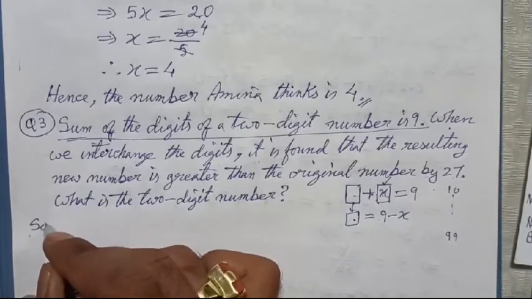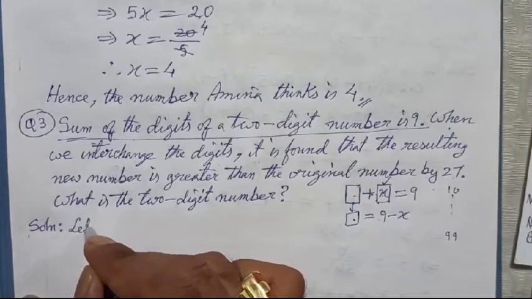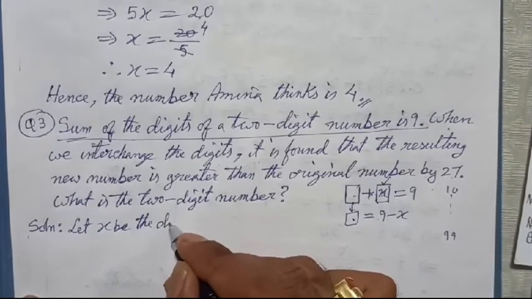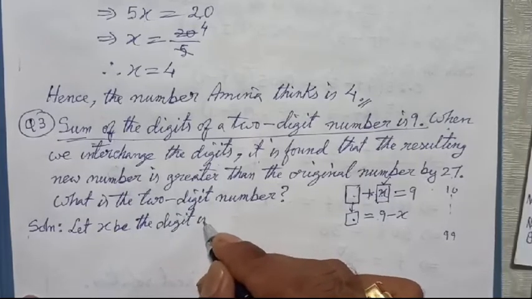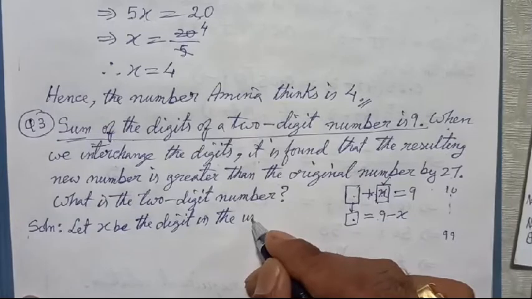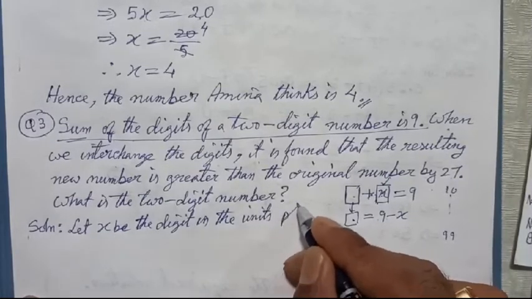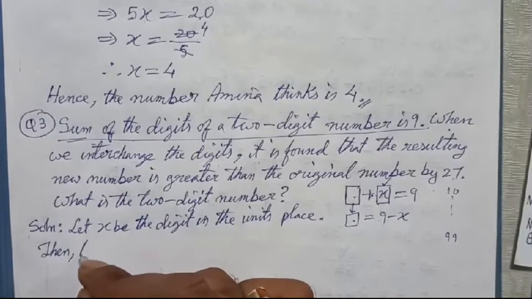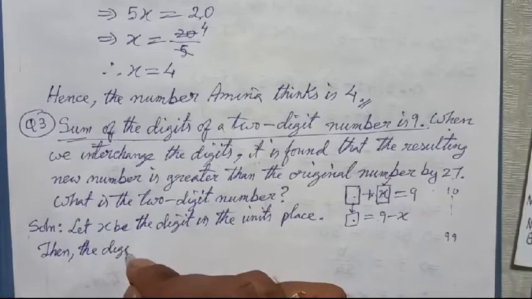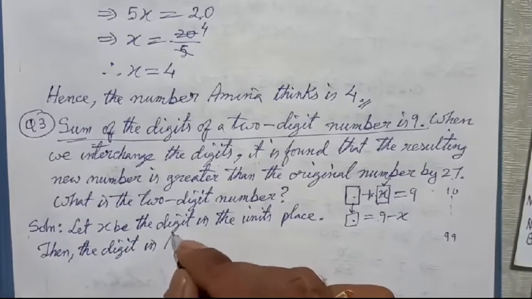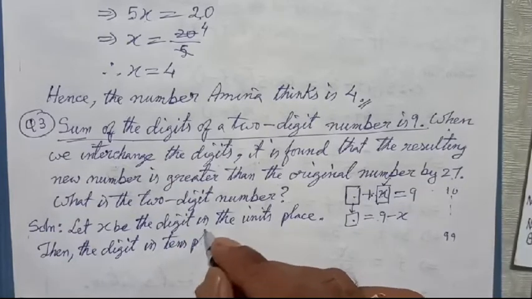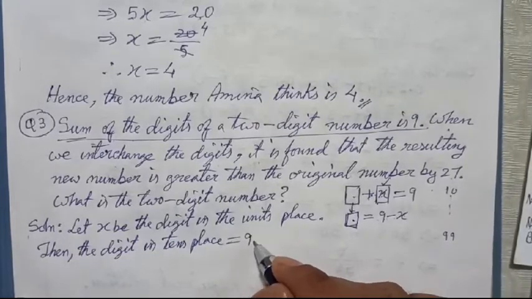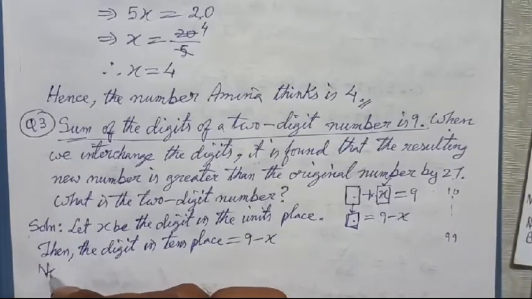Now let's write the solution. Let x be the digit in the unit place. Then the digit in the tens place. Tens place digit is this, and that will be 9 minus x. 9 minus x.